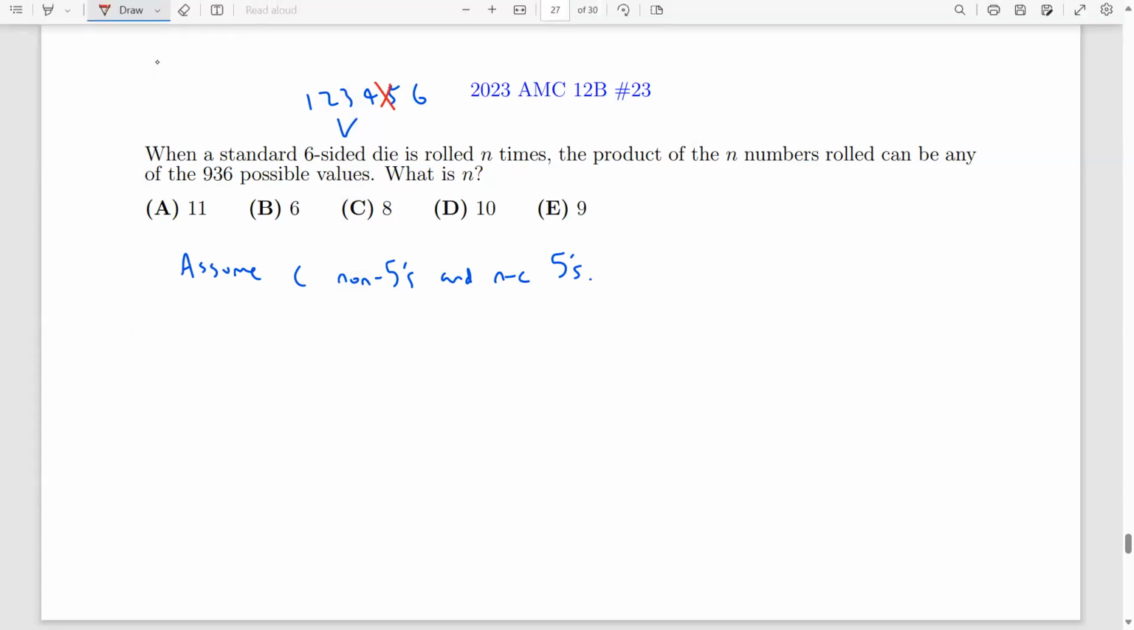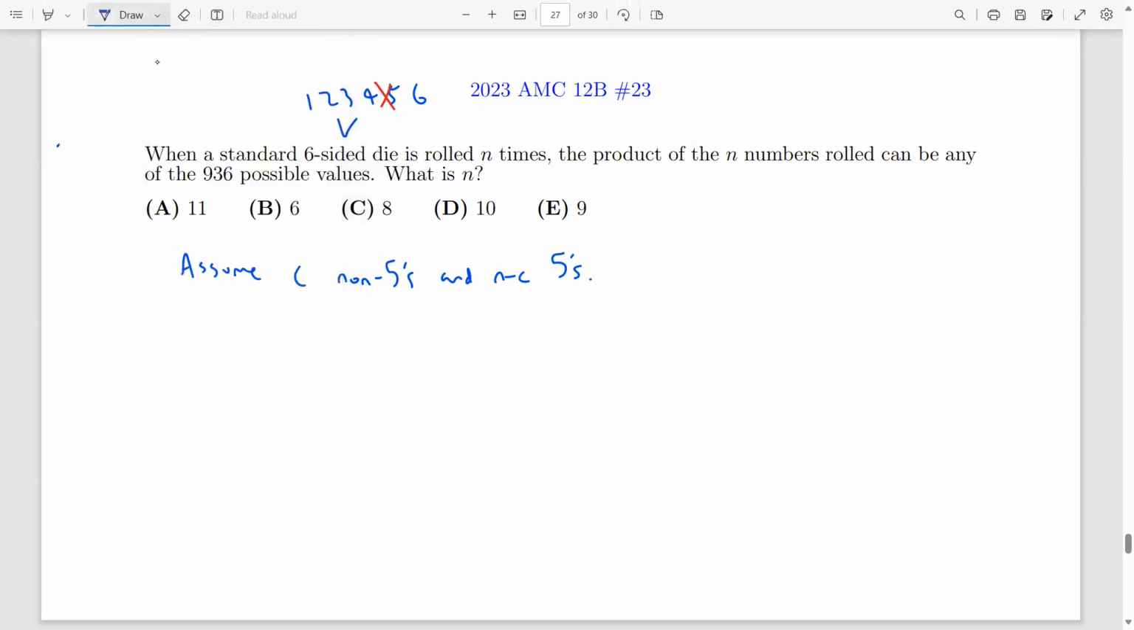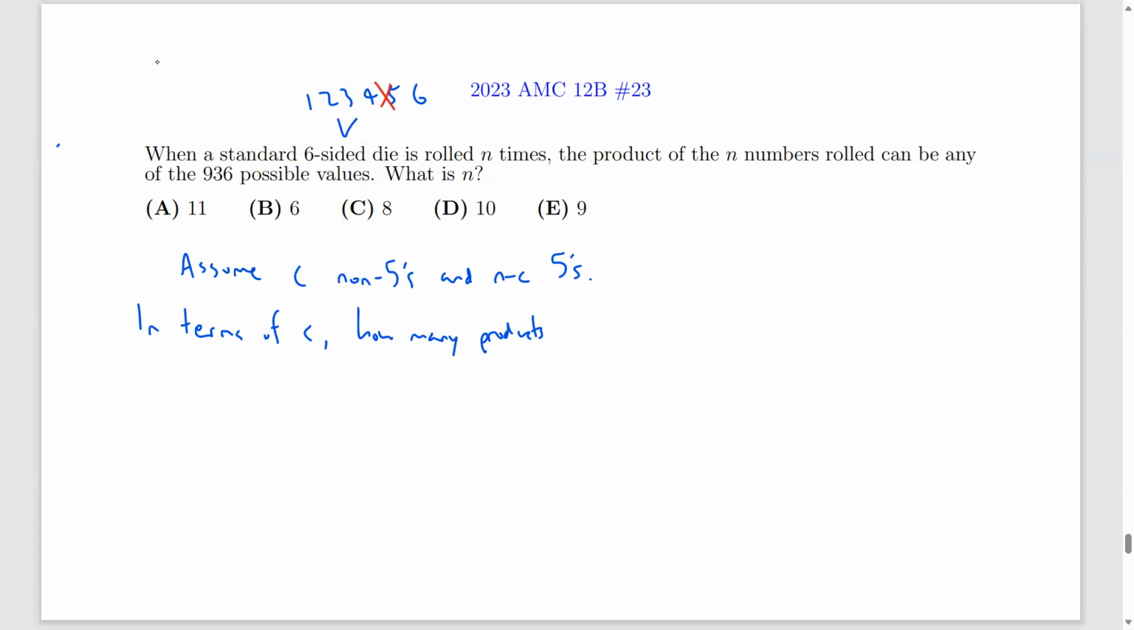So we're going to answer the question: in terms of C, how many products can we obtain where the dice rolls are 1, 2, 3, 4, or 6? In order to answer this question, let's start by looking at the extreme cases, or in other words, the largest possible products we can obtain.